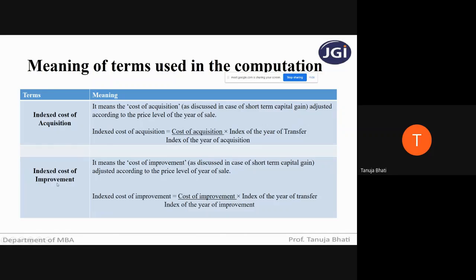Now, what is indexed cost of improvement? It means the cost of improvement, as we have already discussed in short-term capital gain, adjusted according to the price level of the year of sale. So how to compute indexed cost of improvement? It is cost of improvement divided by the index of the year of improvement into the index of the year of transfer. Whatever index is decided by the central government, students, it is universal. We cannot change the index. It will be provided. The chart will be provided in your examination. As for FM, you will be provided with those charts and tables. Similarly, index tables will be provided. And if not provided, it will be mentioned in the question itself.